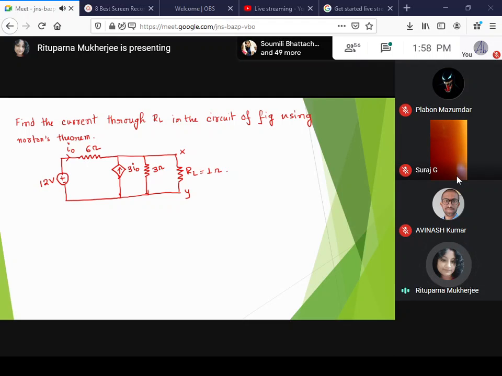Okay, try to solve it. Find the current through RL in the circuit of the figure using Norton's theorem. Just try to solve it. After that, I'll explain.